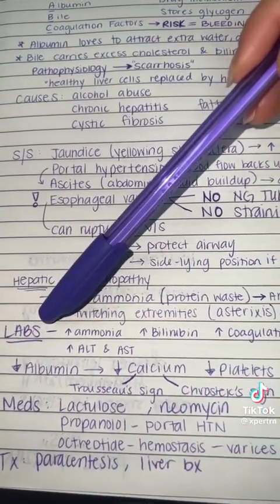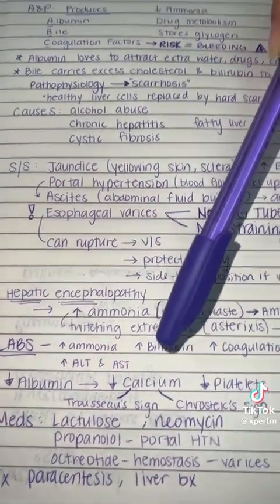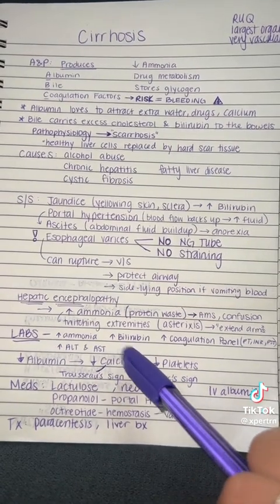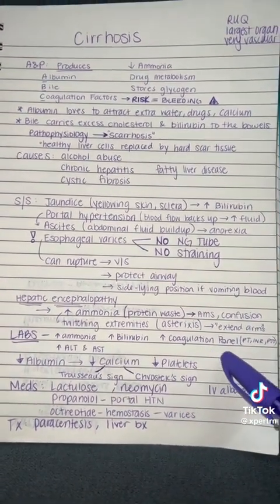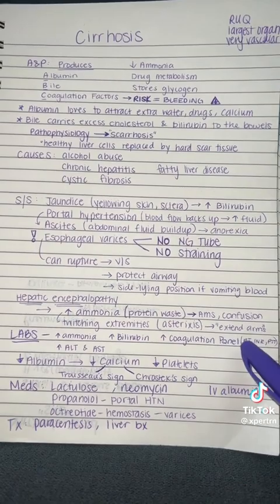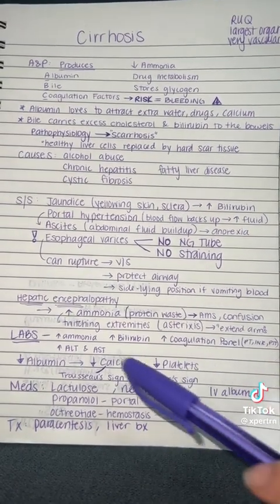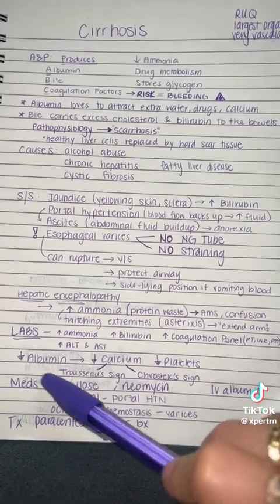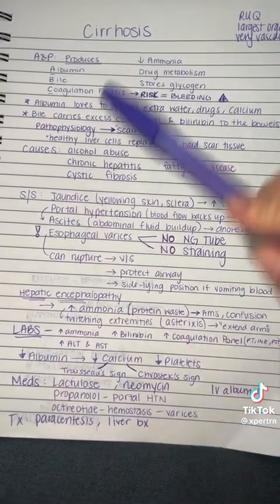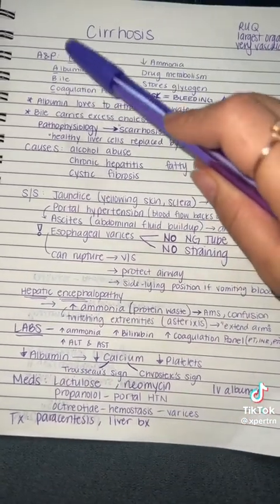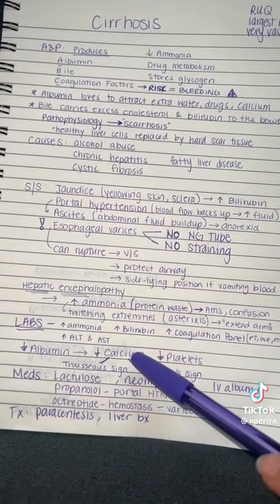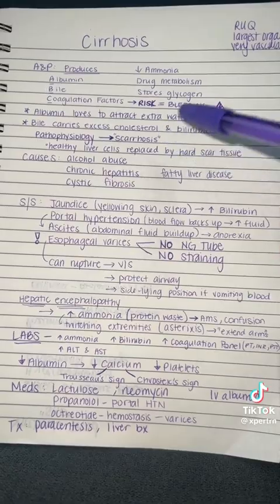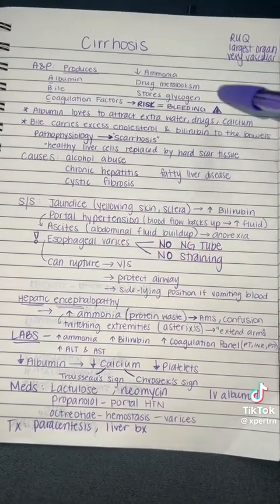Because our labs are going to be elevated ammonia, elevated bilirubin. So lab-wise, we're going to have elevated ammonia, elevated bilirubin or dead red blood cells. Our coagulation panels are going to be increased, or high PT-INR or APTT, and elevated liver function tests, or elevated ALT and AST. Because our albumin is going to be low, because our liver is not producing it, we may also see low calcium. Because remember up here, we talked about our albumin attracting extra water, drugs, and calcium.